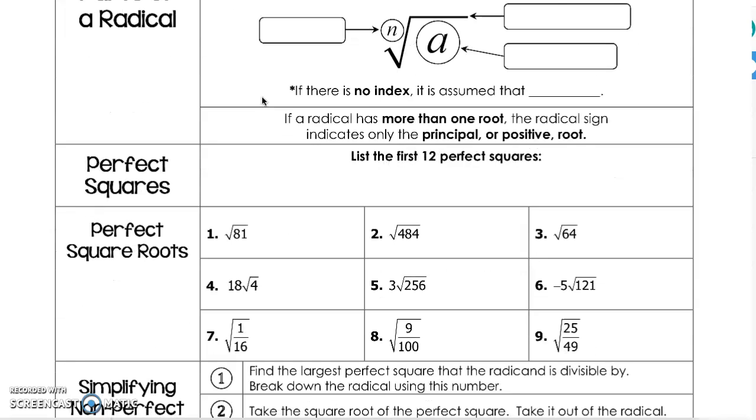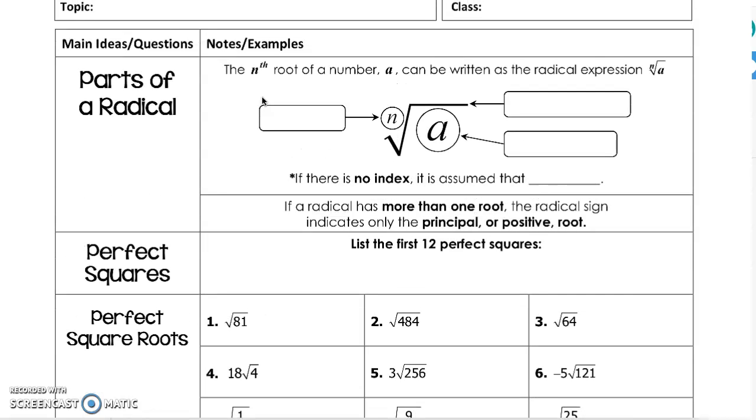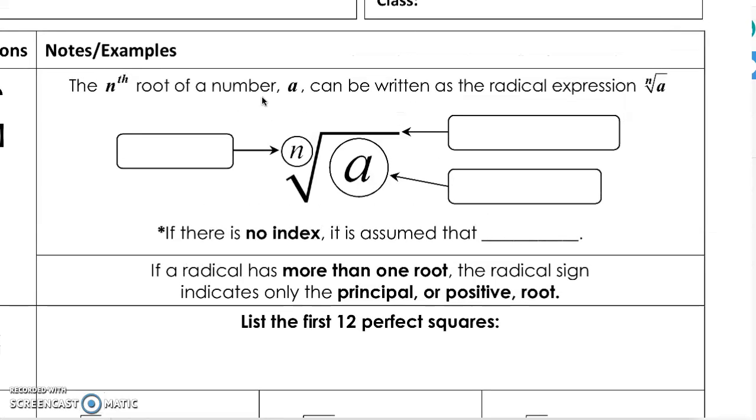If you look down below, number 1 says the square root of 81. The square root sign is a special one because we don't have to write a number in. Technically you could write a 2, but since it's used so often we don't write anything. The nth root of a number a can be written as this radical expression: the little n outside the radical sign, which again we think of as a square root sign but is actually a radical sign, and then the a underneath. So this is the nth root.